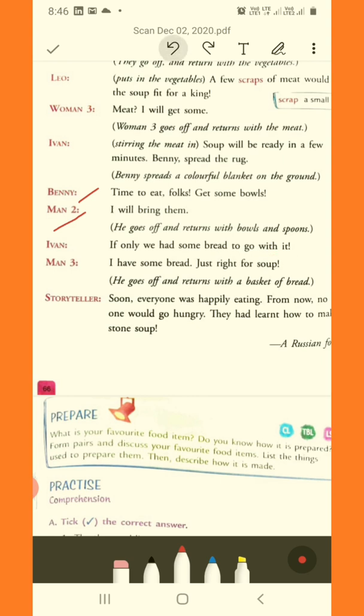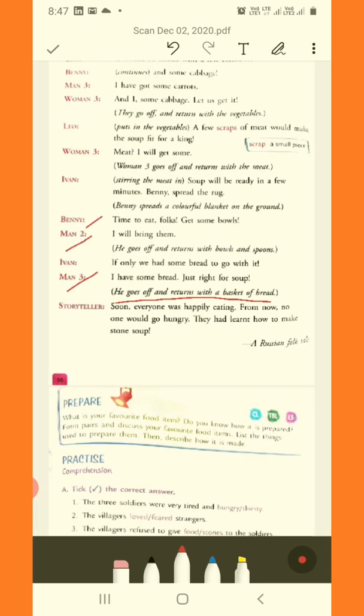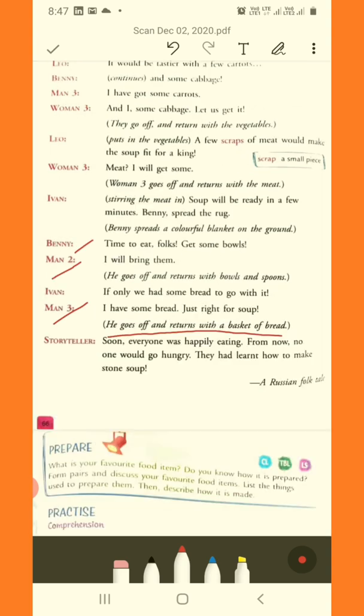He says, only if we had some bread. So he goes off and returns with a basket of bread. Sorry, man 3 says, I have some bread, just right for the soup. So he goes off and returns with a basket of bread. Clear? See, no one was ready to give them anything, but they slowly obtained everything, right? With help from one another.